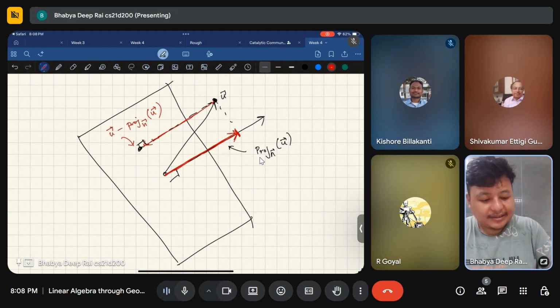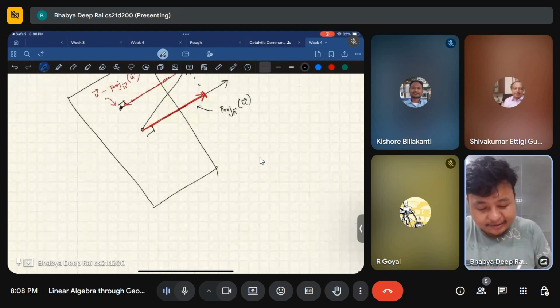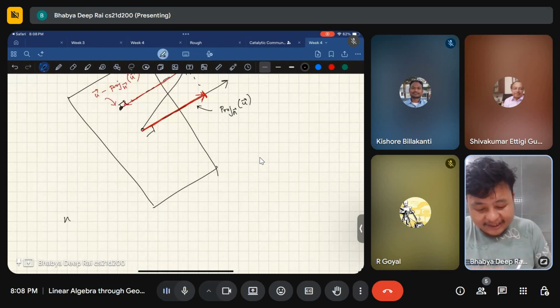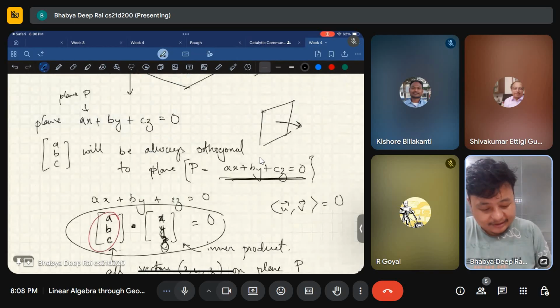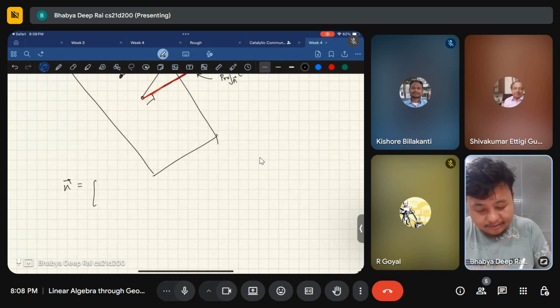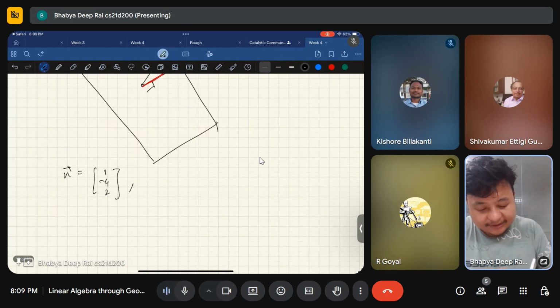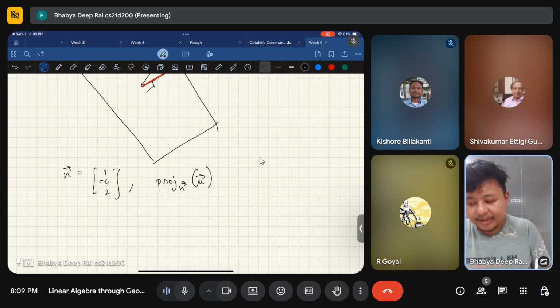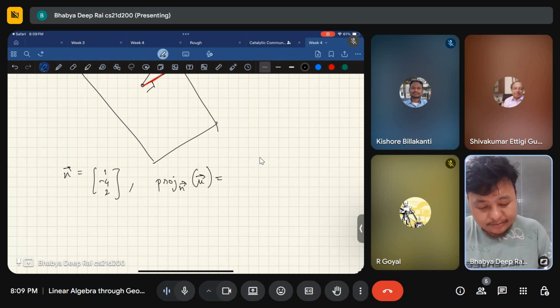Okay, so that's how you do it, and you know what n is. n is (1, -4, 2). And what is the formula for projection? The projection of u onto n hat would be equal to... I had written this formula last time.